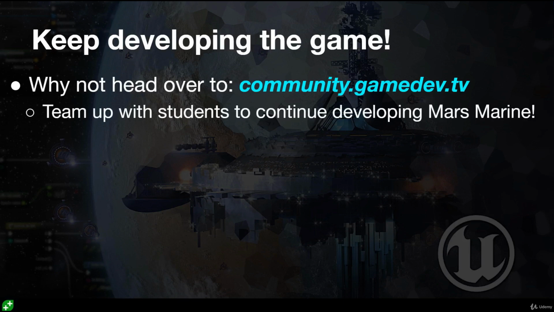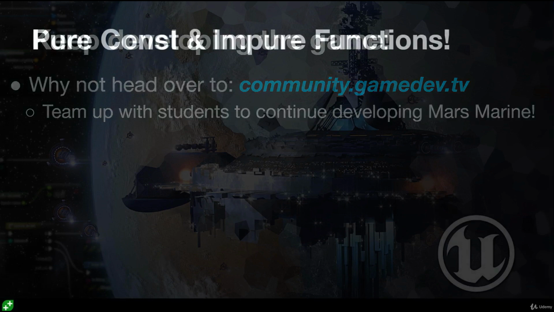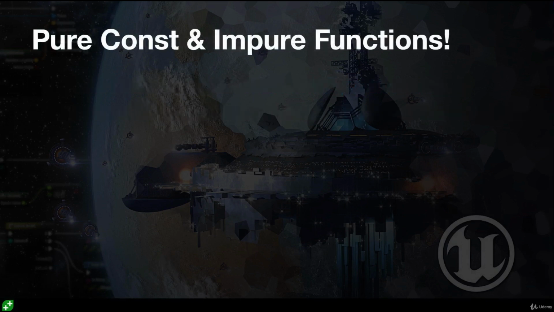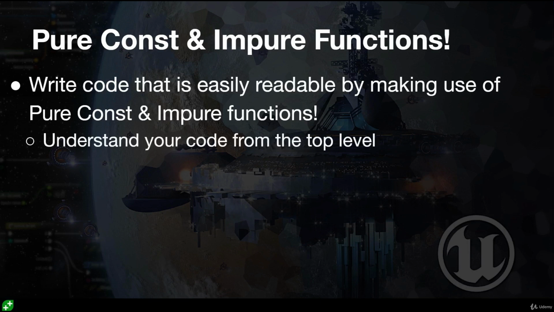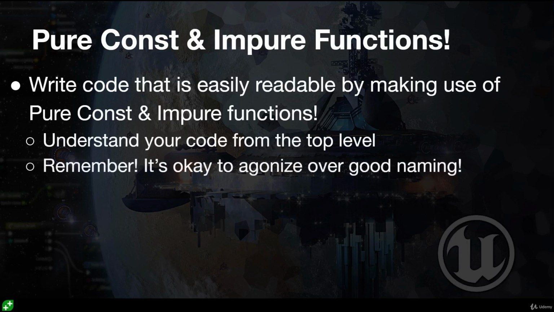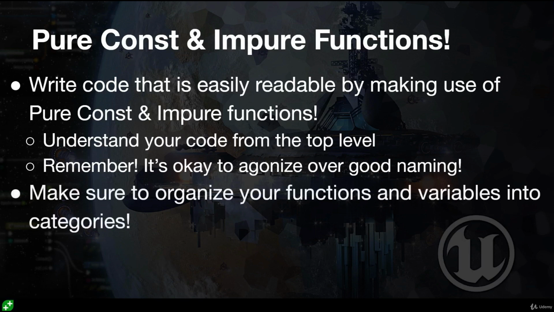If there's one thing I want you to take away from this section, it's the use of pure const and impure functions. By writing good readable code that's collapsed down into these functions, you can hide all the messy details and easily understand your code from the top level. We've created a few variables and functions across our classes. Just make sure that these have good names that describe them and take some time to organize them into categories.